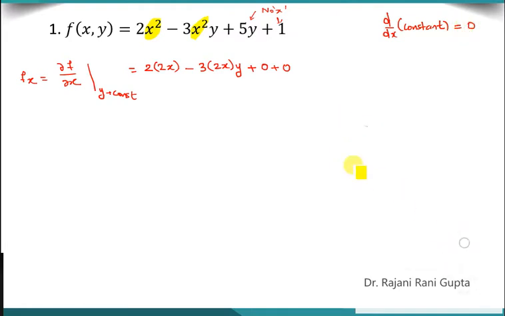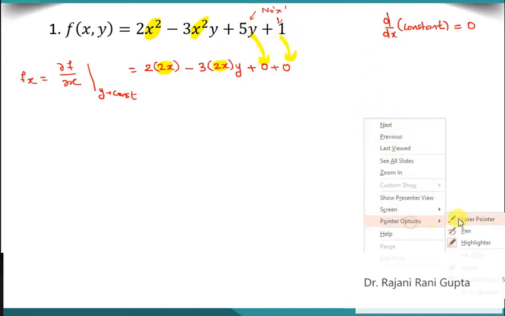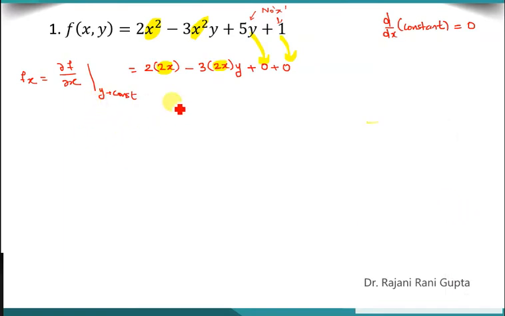So what did we actually do? For x square, the derivative is 2x. For x square again, the derivative is 2x. Remaining terms we didn't change. And as in the last term there is no x, we make it 0, and the derivative of 1 is also 0. So finally we got the first derivative fx as 4x minus 3 times 2, 6xy. This is your fx.